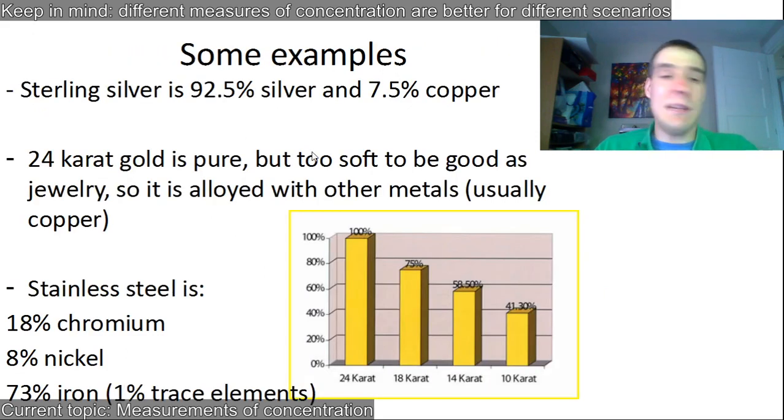It's very commonly used in metals. For example, sterling silver, 92.5% silver and 7.5% copper. It's not pure silver. 24 karat gold is the pure gold, it's 100%, but usually you get 18 karat or 14 karat or 10 karat because pure gold is too soft, so it's alloyed. Usually it's copper in the gold. You get red gold and white gold and whatever. Stainless steel is usually 18% chromium, 8% nickel, 73% iron, and then some other stuff. So you've got lots of examples of solid solutions in the real world of weight by weight.